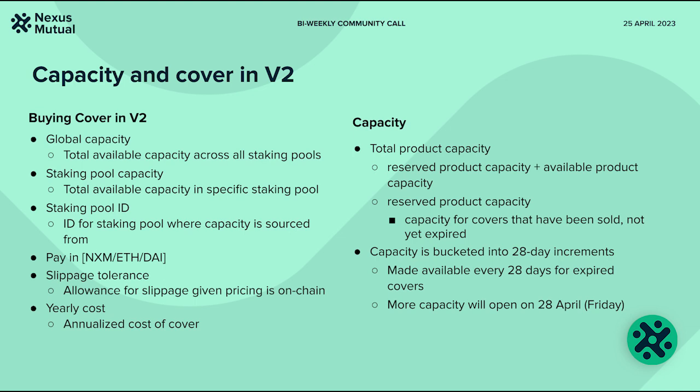I know the engineering team is talking about making improvements so that people could either expire covers or that bucketed period would happen maybe on a more frequent basis. But as of right now, it's every 28 days that expired covers will be opened up and become available again if you're looking to buy cover. So I just wanted to quickly go over that. I know we've had some questions. If anybody is wondering, that's how it works.